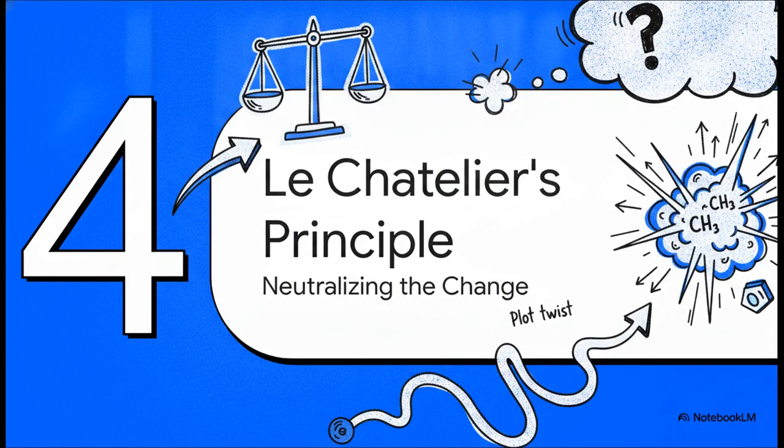Let's shift gears to Section 4, Le Chatelier's principle. Up to now, we've looked at systems left completely to their own devices. But here's where it really gets interesting. What happens if we suddenly introduce a plot twist to our perfectly balanced system?